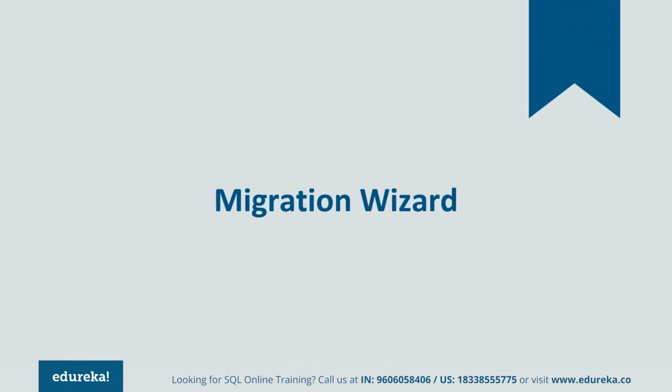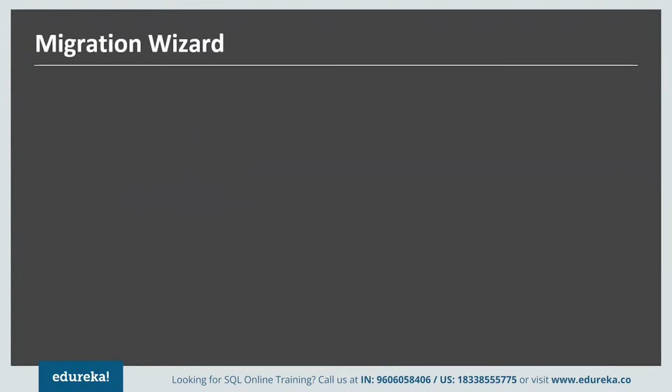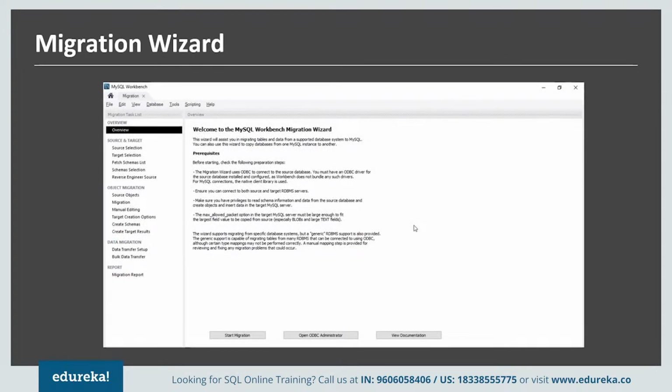So now that you've understood the various features of data modeling, let's move on to the next topic, that is the migration wizard. This migration wizard basically looks like this. When you open your MySQL Workbench and go to the third module, that is the migration wizard, you see this as your first screen, which says welcome to the MySQL Workbench migration wizard.